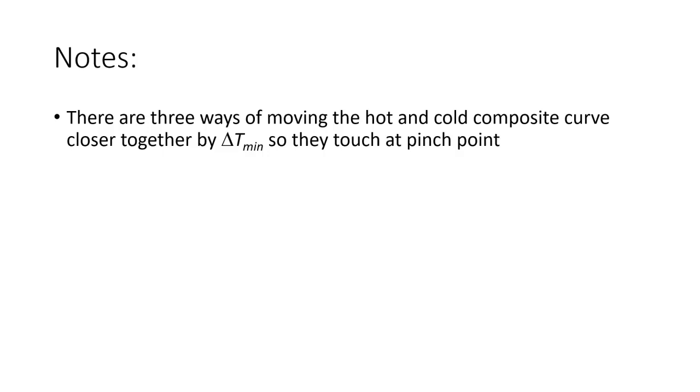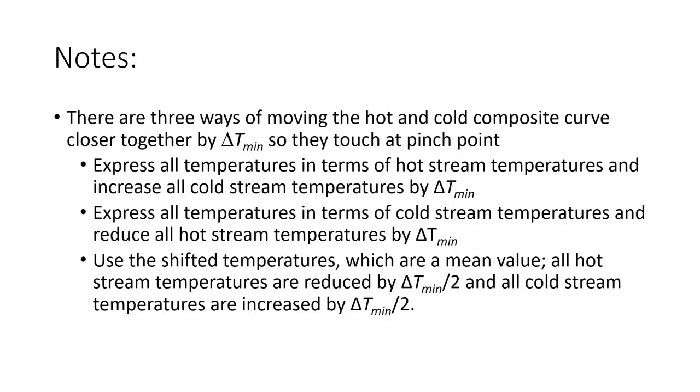We started off by saying we make the hot stream colder by delta T minimum by 2 and the cold stream hotter by delta T minimum by 2. But the other two ways are to express all temperatures in terms of the hot stream temperature. So keep the hot stream temperature as it is and increase all cold stream temperatures by delta T minimum. Eventually, when you come to a pinch point, the hot stream temperature remains the same, but the cold stream temperature would be the shifted cold stream temperature minus delta T minimum. So eventually the difference would come out to be delta T minimum.